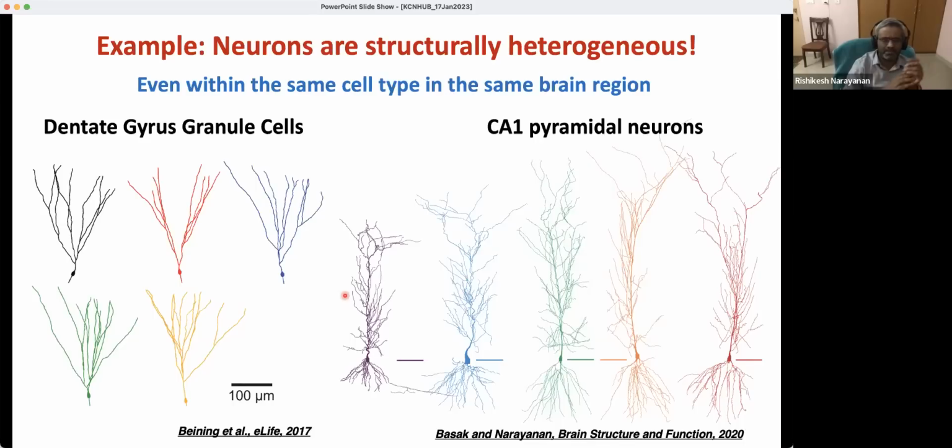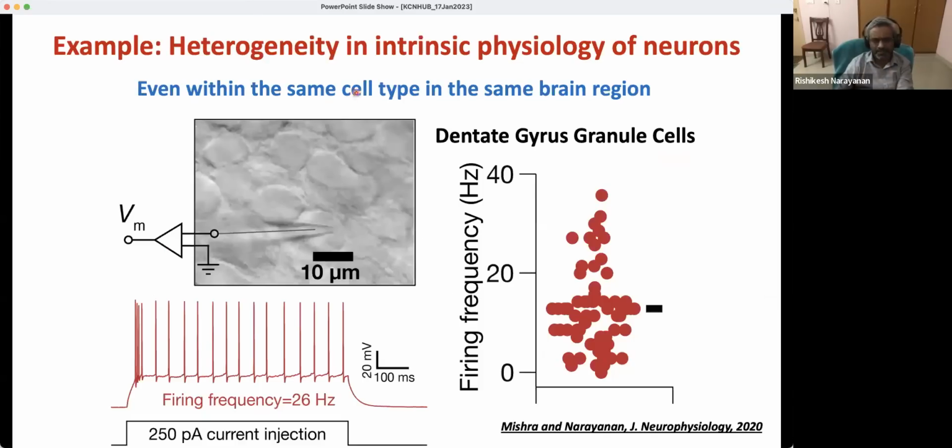Right? So these are some examples. These are examples from the same brain region, the dentate gyrus. These are all granule cells. And you can see the arborization, which is very different across these different structures. These are all CA1 pyramidal neurons. And again, you can see the arborization to be very, very different. Even within the same cell type in the same brain region, you would have very distinct morphologies.